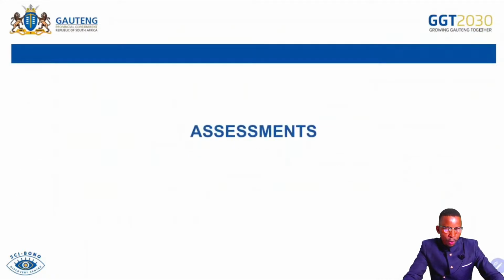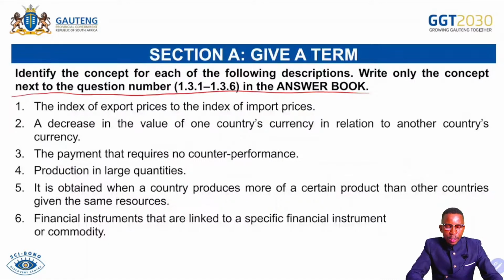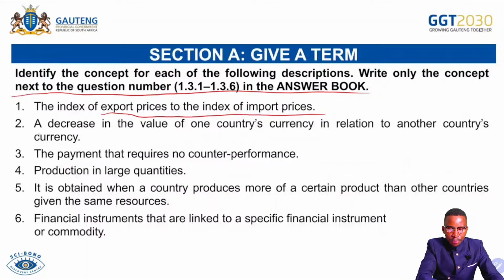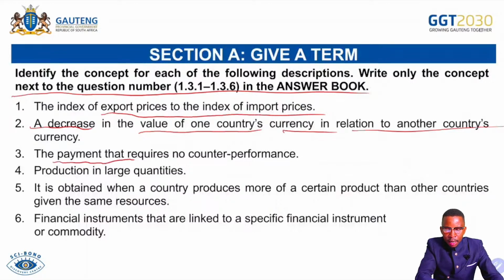So this is the short assessment. I will be quick on this one. This is 1.3, where you provide the concept. The index of export prices to the index of import prices is terms of trade. The value of a country's currency in relation to another country's currency: a decrease in the value of one country's currency in relation to another's, we call a depreciation.